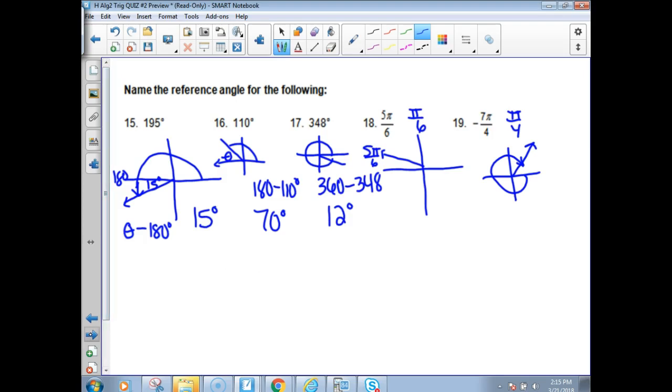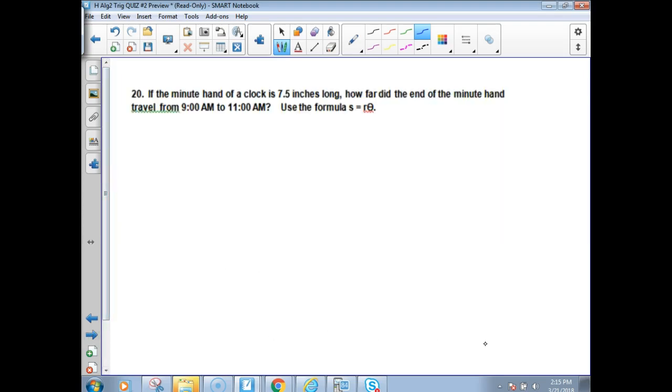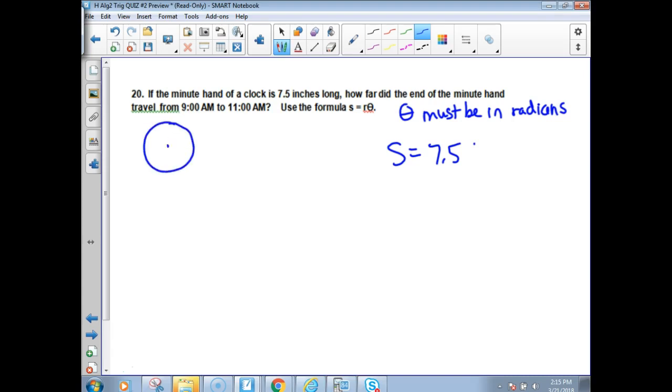So that's 2 pi. All right, if the minute hand of a clock is 7.5 inches long, how far did the end of the minute hand travel from 9 a.m. to 11 a.m.? You need theta in radians, not degrees, to use that formula. So we're going to be doing 7.5 times theta. We got to find out what theta is. So if you're on a clock and your minute hand has to go from 9, let's say it's 9 o'clock right now.